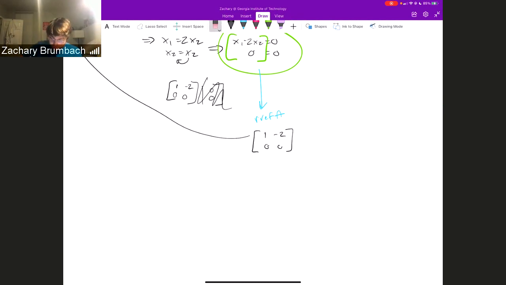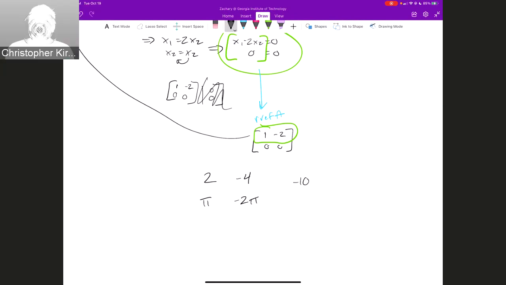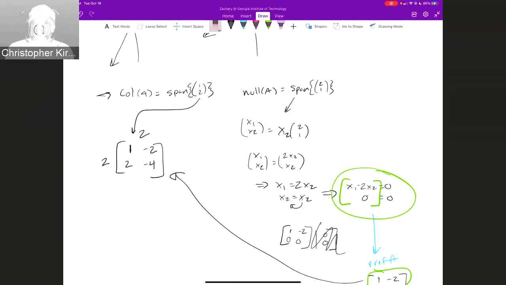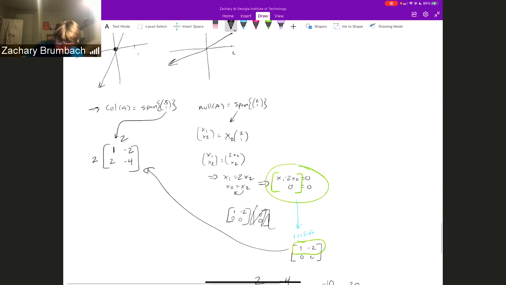Okay. So essentially what this means is all of our rows have this form. If they have this form, 1, -2, if the first one is 2, then the second one is -4. If the first one is pi, the second one is -2 pi. If the first one is 10, the second one is 20. These are just different examples of what you could pick, because technically we didn't have to pick 1, 2. We could have picked 0.5, 1.